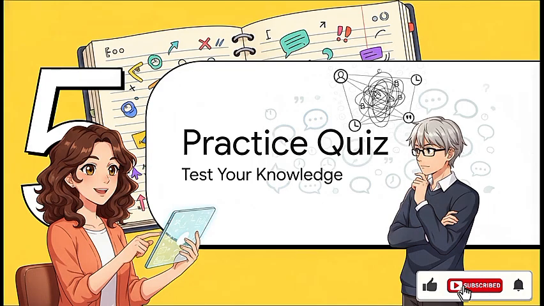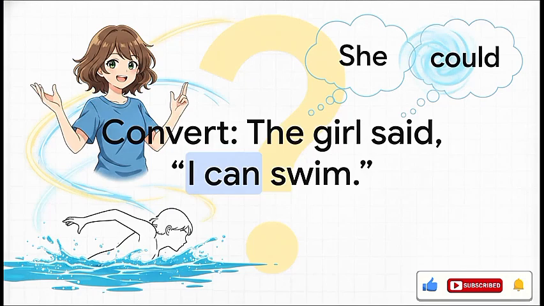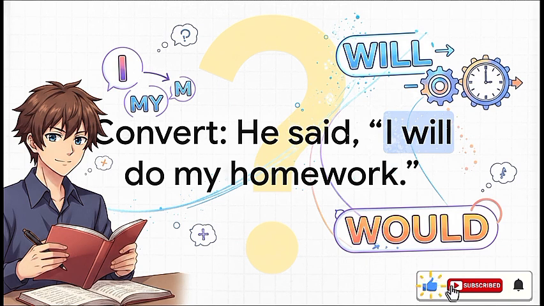Section 5. 5-question practice quiz. All right, it is time to put those notebooks away. I'm going to give you a direct speech sentence, and I want you to mentally apply all the rules we just learned. Ready? Question 1. The girl said, I can swim. Take a moment, look at the pronoun I and the verb can. What do they become?